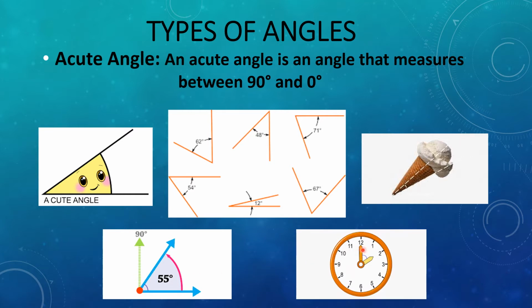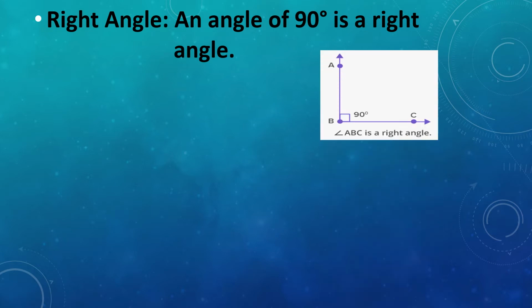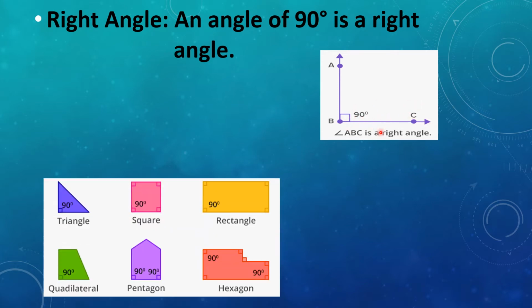Also in the clock, you can see when the hour hand is on 2 and the minute hand is on 12, the angle so formed will be acute angle. Now, what is right angle? An angle of exactly 90 degree is known as right angle. Here you can see that ABC has measure 90 degree.